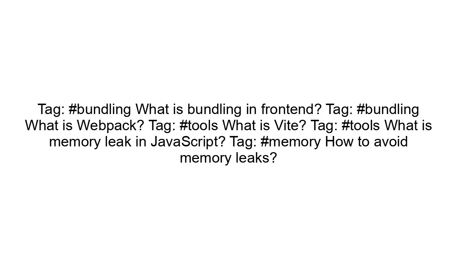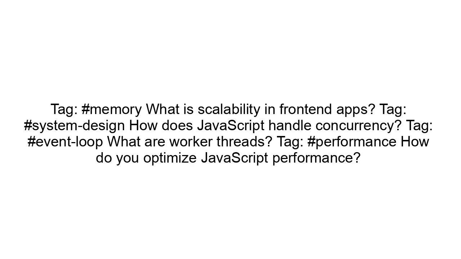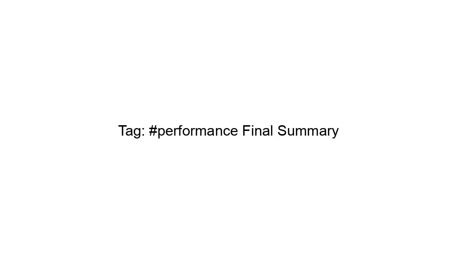How to avoid memory leaks? Tag: memory. What is scalability in front-end apps? Tag: system design. How does JavaScript handle concurrency? Tag: event loop. What are worker threads? Tag: performance. How do you optimize JavaScript performance? Tag: performance. Final summary.